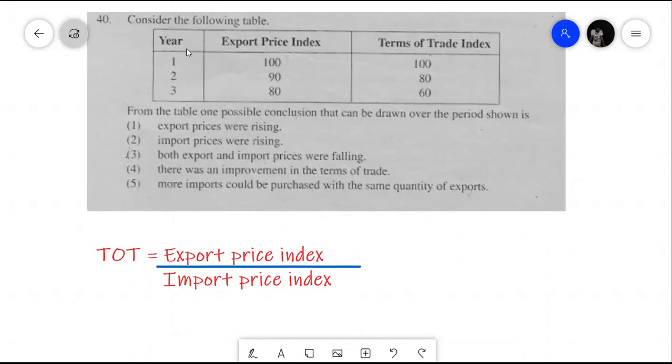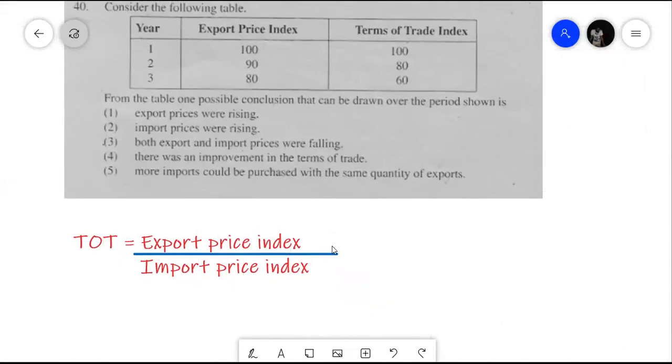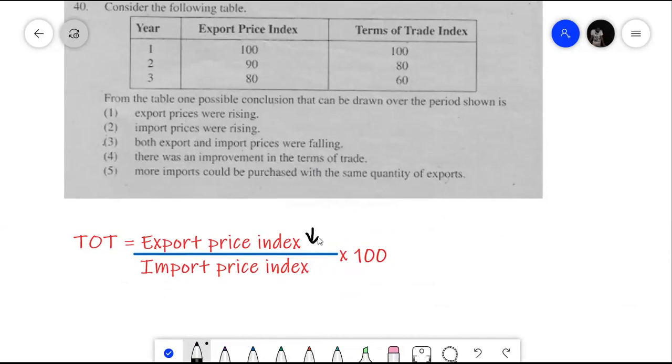In this year, right, year 1, 2, 3, the export price index is falling. Okay, this has to be multiplied by 100 also, to get a proper value. Okay, so multiplied by 100. In all of these years, what is happening? The export price index is falling. I can prove it to you with numbers also, but I don't think we're going to go to that extent, right? The export price index is falling. Okay, see, 100, 90, 80. The terms of trade is falling.